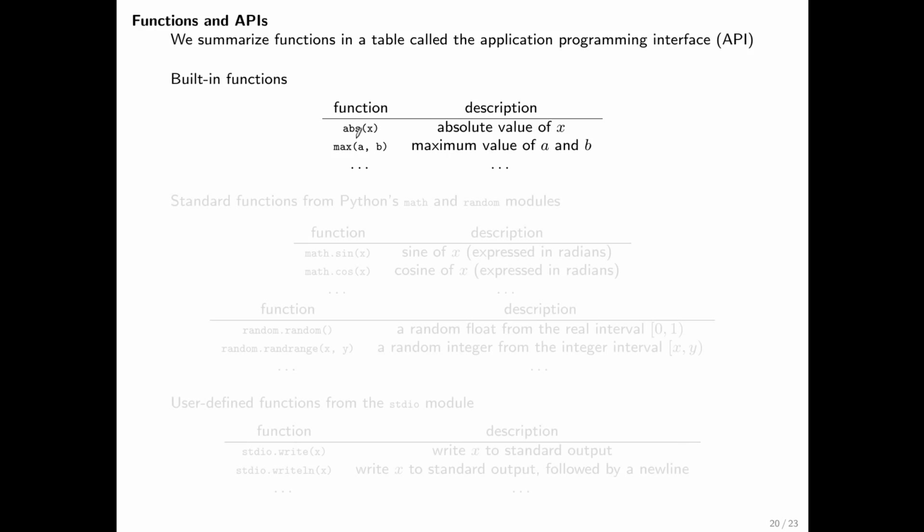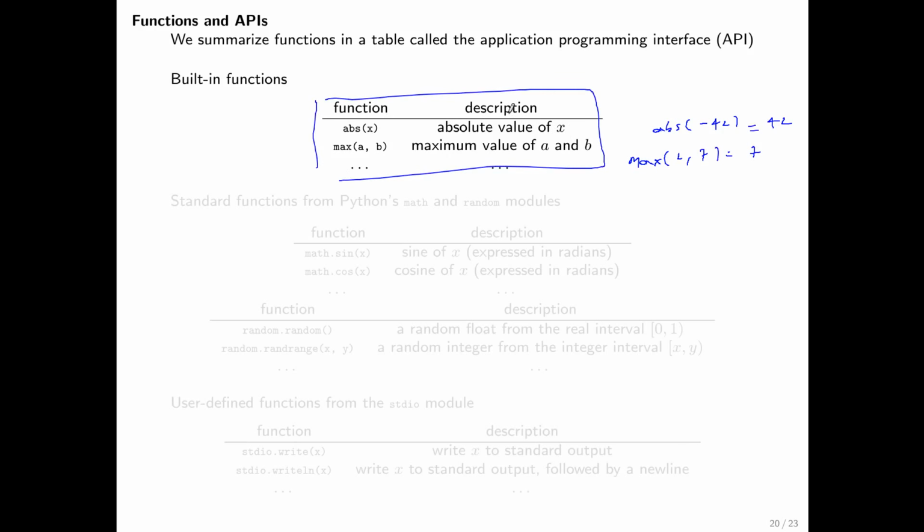ABS takes a number as an argument and returns the absolute value of it. So ABS of minus 42 is simply 42, right? And then max takes two numbers and returns the maximum of the two. In fact, it can take any number of numbers. So max of 2 and 7 returns 7, all right? Okay, and this table is what we call the API for the built-in functions.